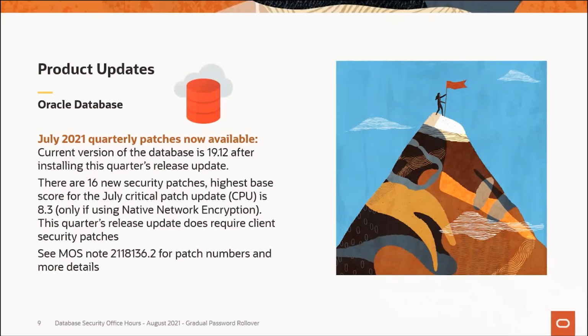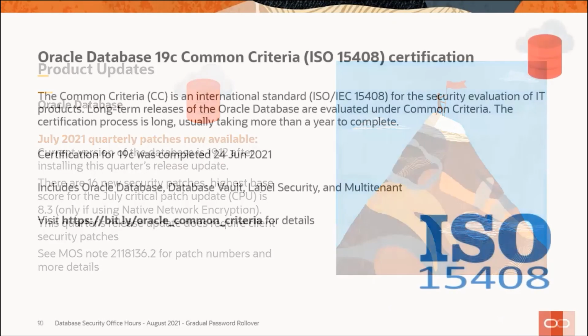But even outside of that, there are some security fixes in this quarter's release update, 16 of them. The highest of those was an issue with native network encryption that I'll be talking about in just a few minutes before I turn it over to Alan, and that was an 8.3. If you'd like more information on the quarterly patches, take a look at MOS Note 2118136.2, and you can see that here on the screen.